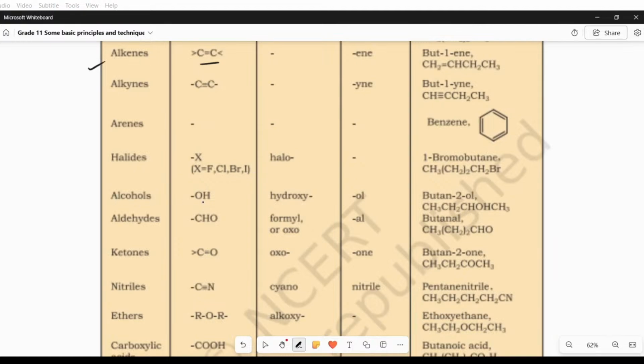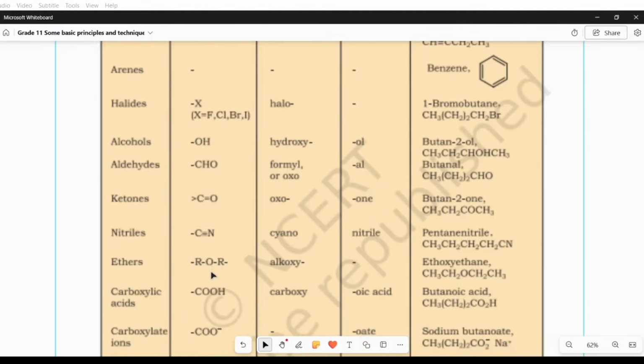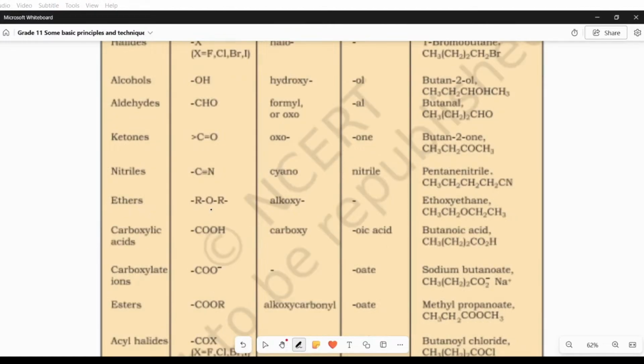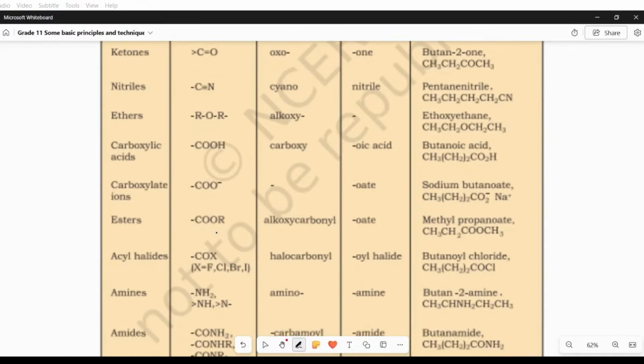In case of alcohols, OH is the functional group. Aldehydes, CHO is the functional group. In case of ketones, C double bond O is the functional group. Nitriles, C triple bond N is the functional group. In ethers, ROR, that's the functional group. Carboxylic acid, COOH is the functional group. Carboxylate ions, COO minus. In case of esters, COOR is the functional group.